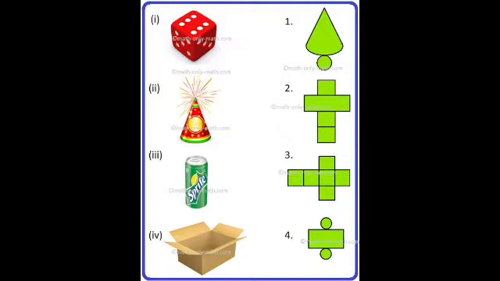Now let us see the next example. When you fold the first net, you will observe the solid shape of a cone. The second net is an example of a cuboid. The third one is an example of a cube. And the last one is an example of a cylinder. From this you can easily observe the nets.